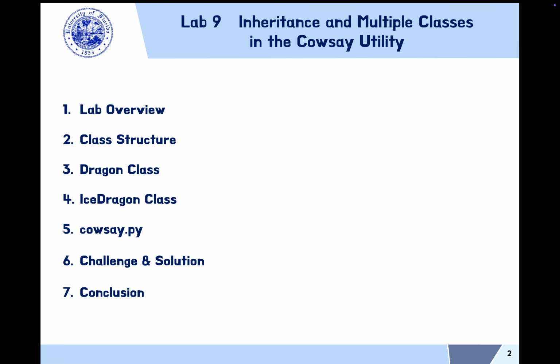This presentation is divided into 7 main parts, and I will begin with a general overview of the lab and its purpose. Then we will look into the class structure I designed, followed by a detailed discussion of the Dragon and Ice Dragon class implementations. After that, I will walk you through the changes made to the main Cowsay program file. Finally, I will talk about a problem I faced during the lab and how I resolved it, and then wrap up with a few key takeaways.